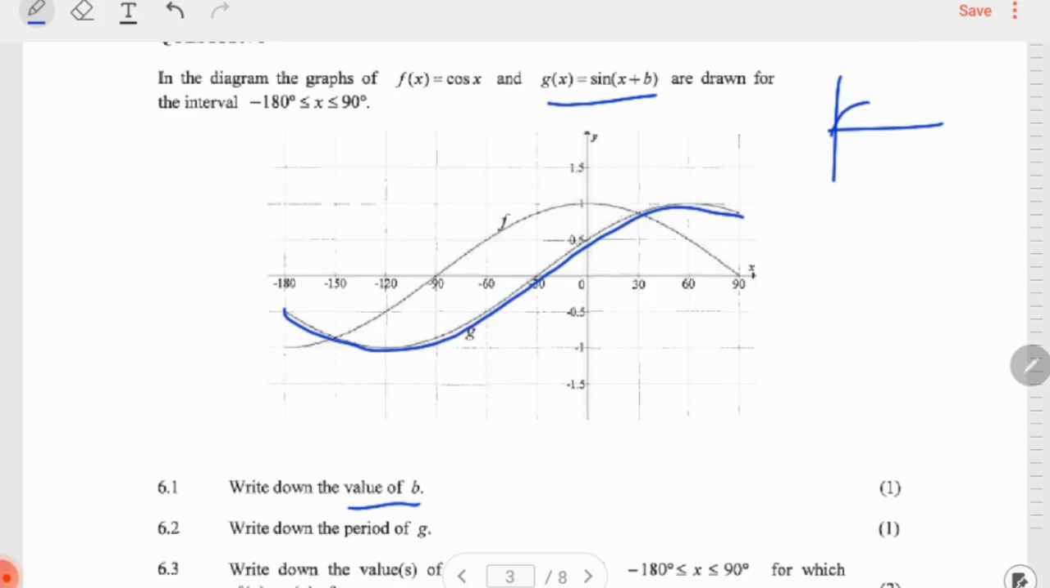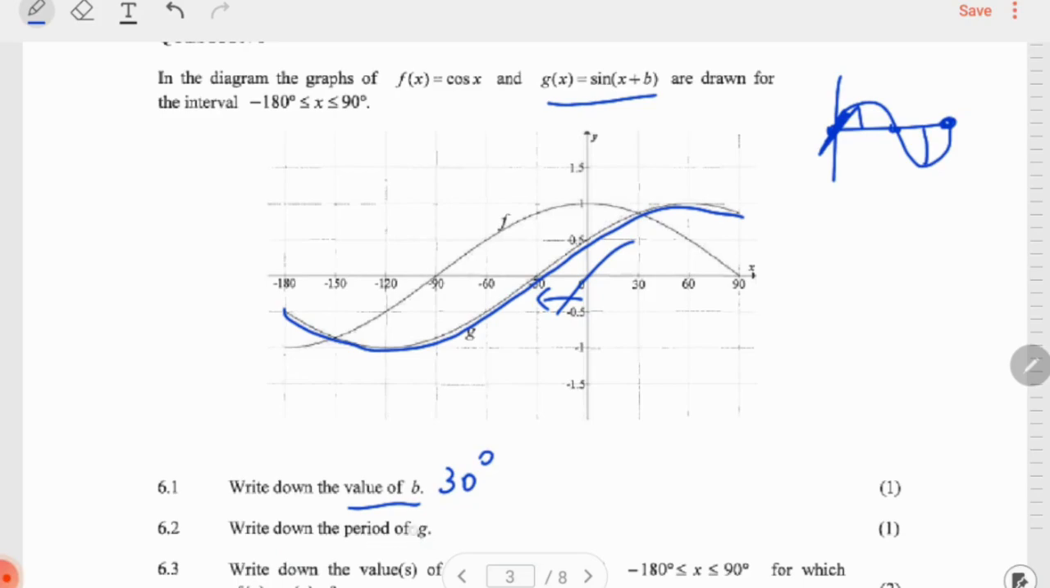So the original sine graph is like this: 0, 90, 180, 270, and 360. You will see that originally the sine graph passes at 0. So this sine graph should have been passing here at 0 originally, but instead it's passing at minus 30. So that means there was a horizontal shift of minus 30, of 30 units to the left. And we know that negative to the left means plus.